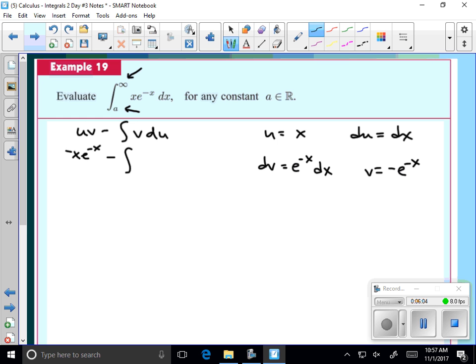I have negative e to the negative x. I'm going to pull that negative out, make that plus. So I'll get e to the negative x dx. Can I integrate e to the negative x dx? Yeah, I already have, actually. Right over here, I integrated it right here. So I see that I get negative x e to the negative x plus a negative e to the negative x. So I'm just going to go minus e to the negative x.